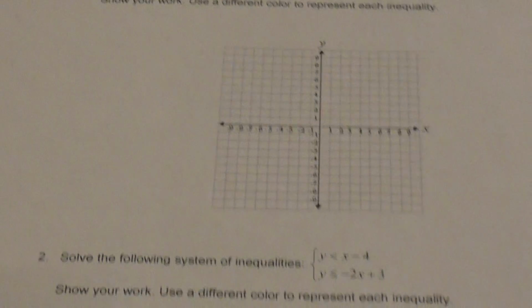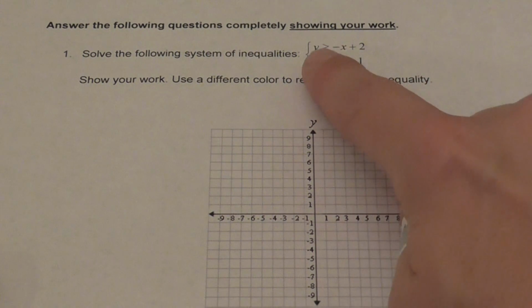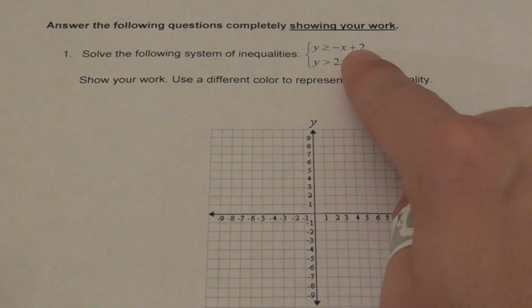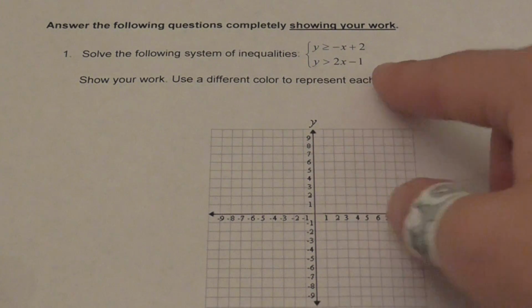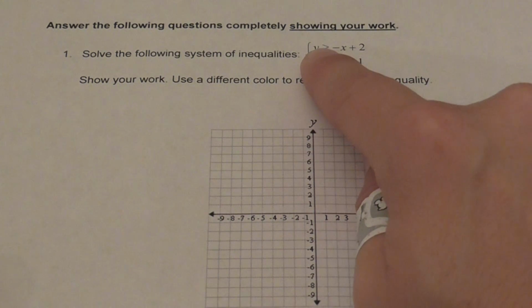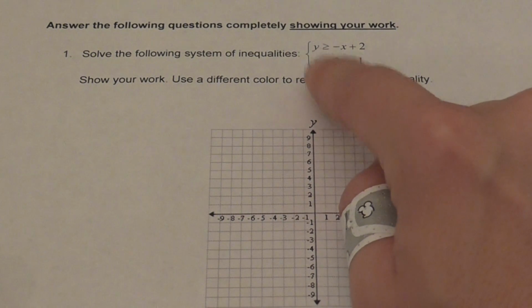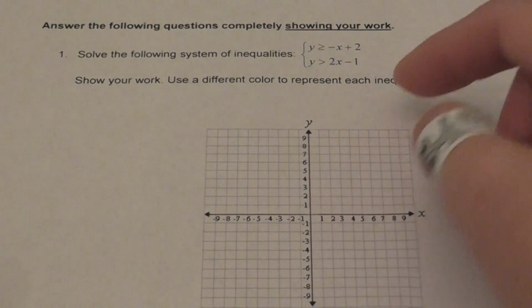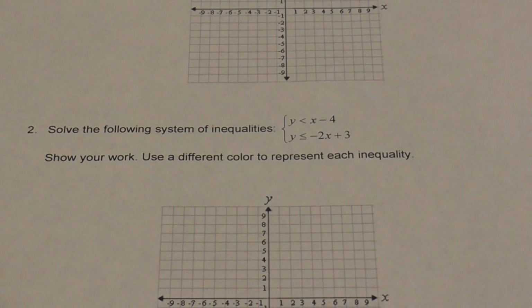This is the worksheet that we're going to work on in class, and it's got 2 problems on it. The first one is solve the system of inequalities. Here we've got y is greater than or equal to negative x plus 2, and y is greater than 2x minus 1. For the first one, I've got the or equal to sign, so I'm going to make sure to use a solid line. For the second one, I'm still going to treat it just like an equal sign, but I'm going to make sure to use a dotted line. Both of them are greater than, so for both of them you'll end up shading above. And then I'm going to let you give number 2 a try in class.